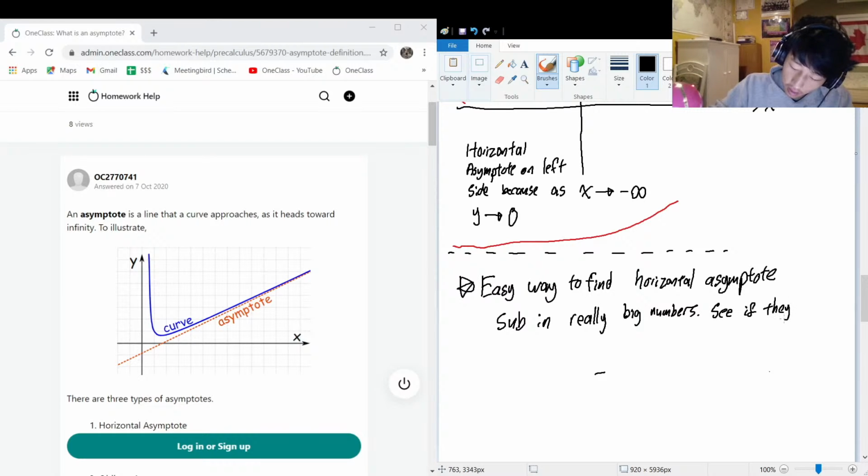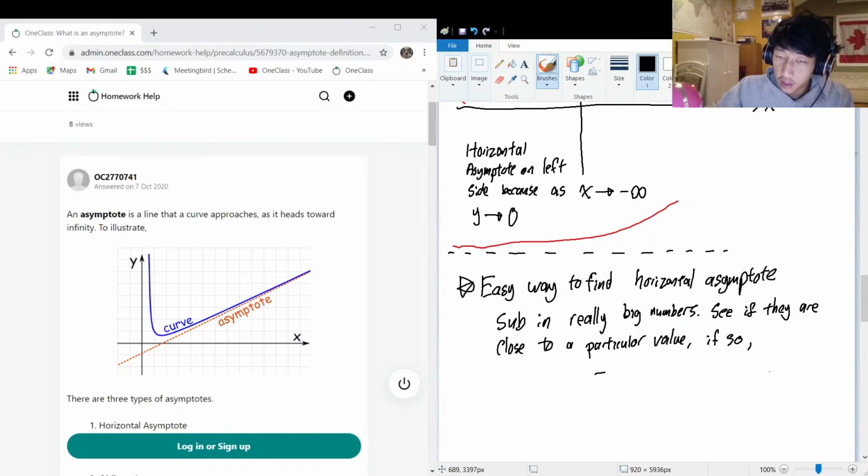If they are close to a particular value, that's the HA. Okay, awesome. So that's horizontal asymptotes covered.